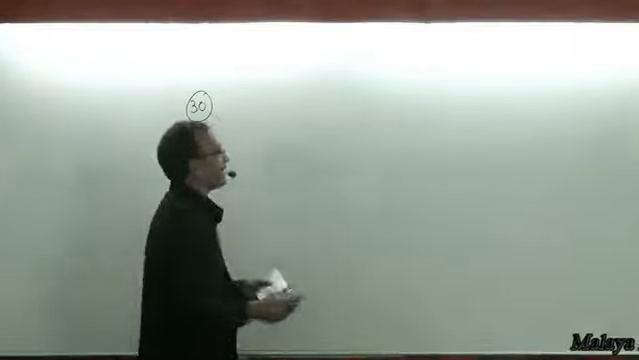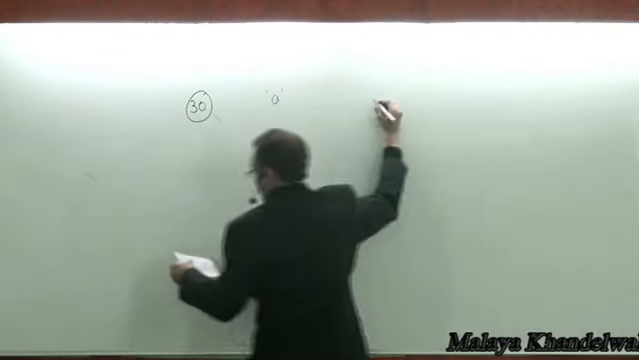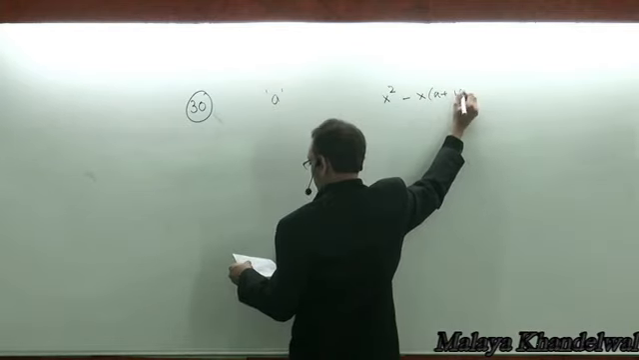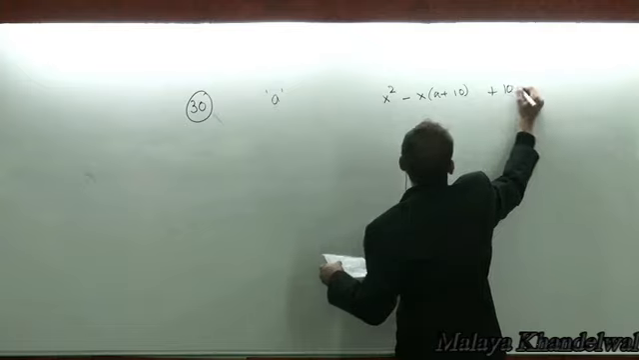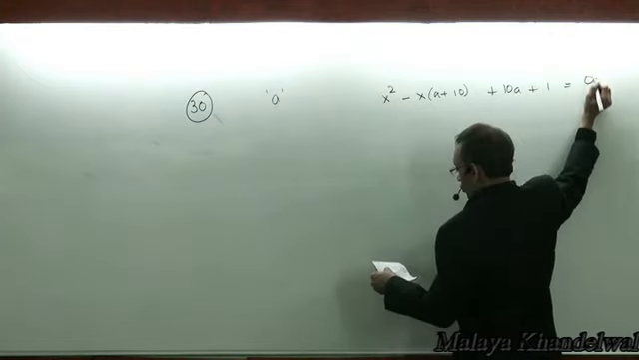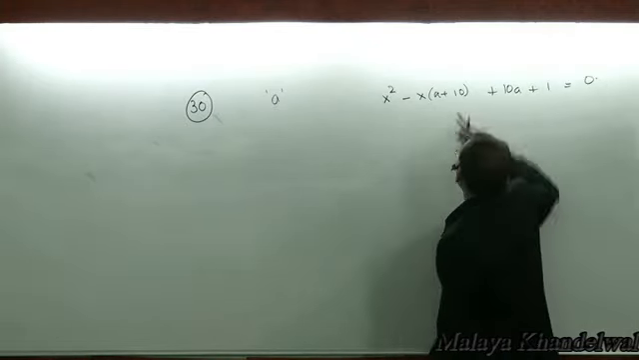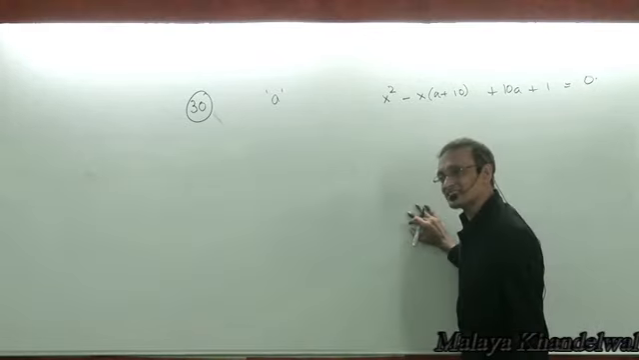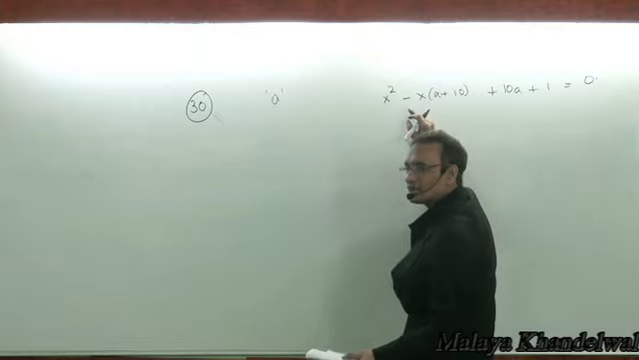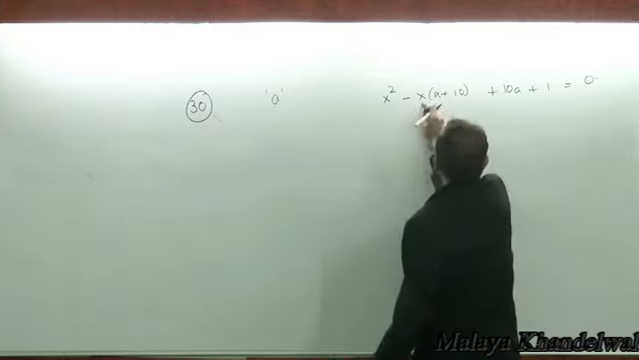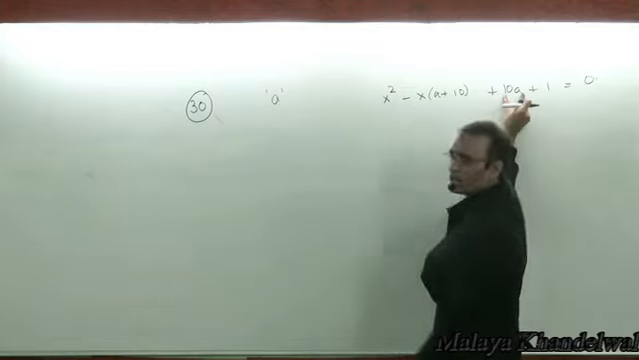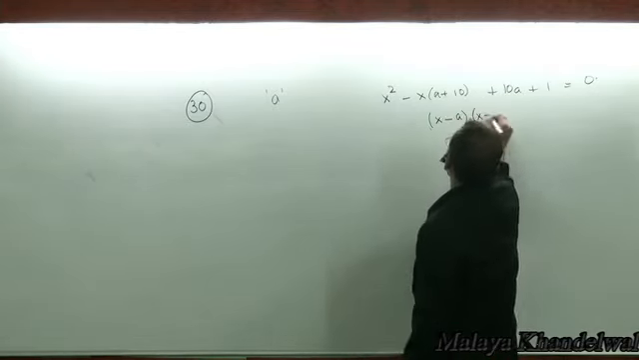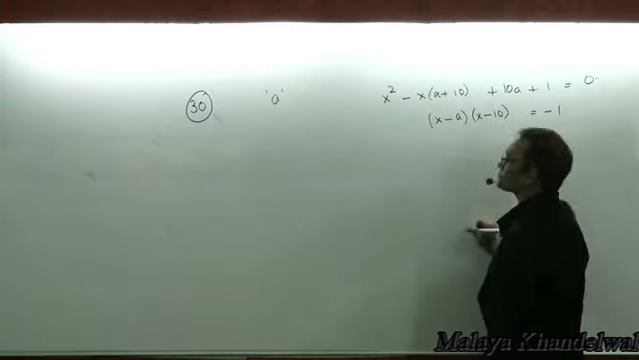Find all integer values of a for which the quadratic x squared minus x into (a plus 10) plus 10a plus 1 equal to 0 has integer roots. We want to find integer values of a for which this will vanish for integer values of x. Now, I did a similar thing in the last class. This is x squared minus x into sum of the roots plus 10a, product of the roots. So that means the first three terms can be factorized as (x minus a) into (x minus 10), and that equals minus 1.